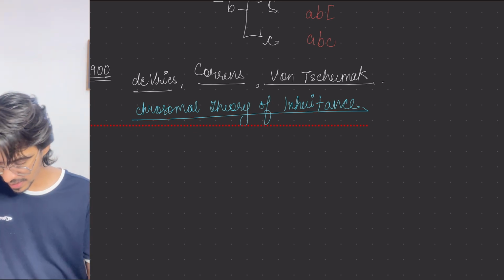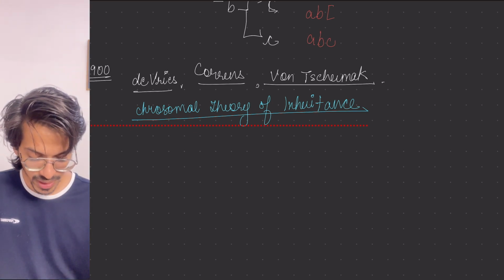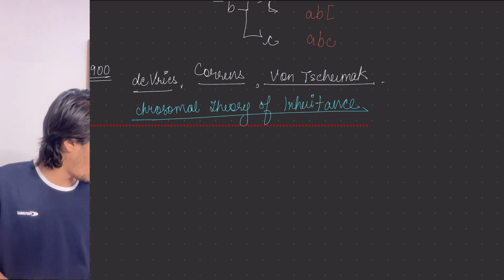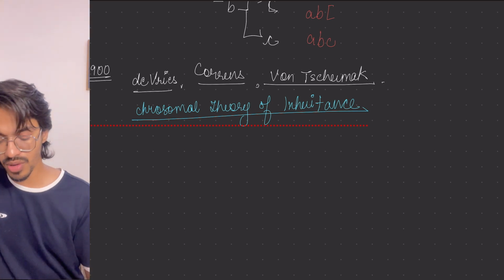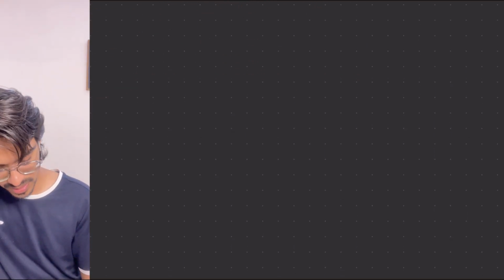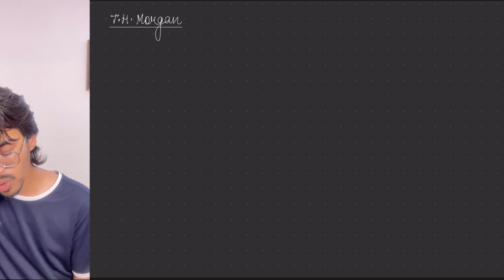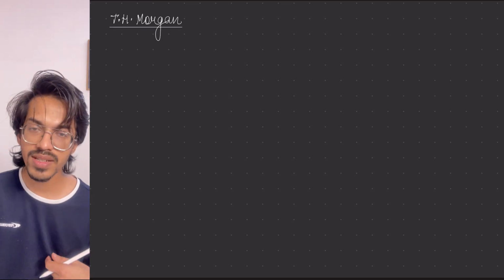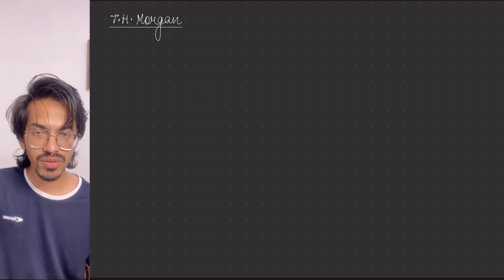Now that is the quick thing I have told you, and meanwhile we move forward with more interesting discoveries. So what is the next discovery? Another person, T.H. Morgan, gave it. T.H. Morgan was considered a modern geneticist. Mendel is called the father of genetics.